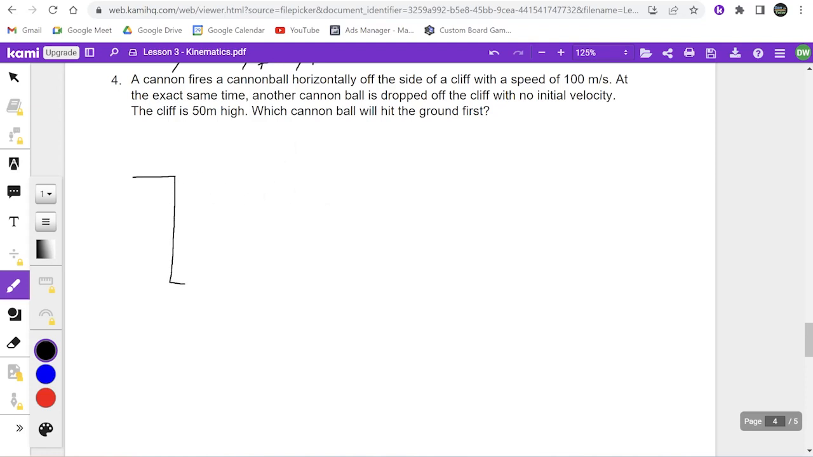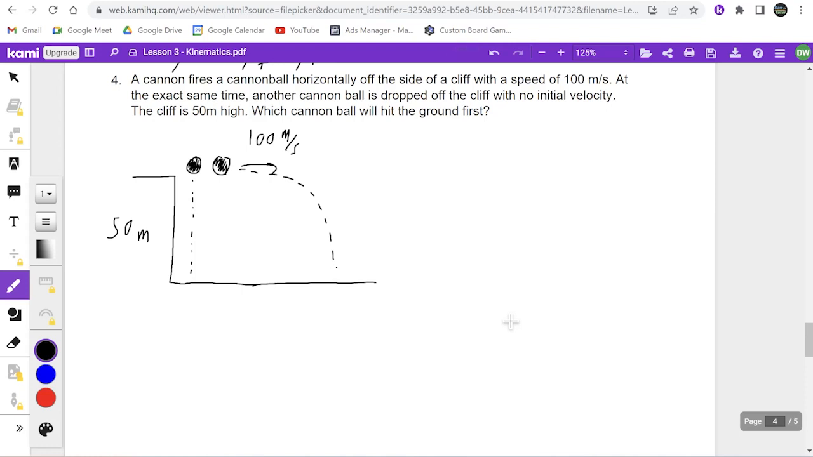So basically what we have going on here is we have this cliff. That's not a good cliff. That's better. Okay. So the cliff is 50 meters high. The first cannonball is launched with an initial speed of 100 meters per second, completely horizontally. And as you can imagine, that cannonball is going to hit the ground something like this, probably. The other cannonball is dropped, and that's just going to go down like that. It hits the floor eventually. Now the question is, which one's going to hit the ground first and why?